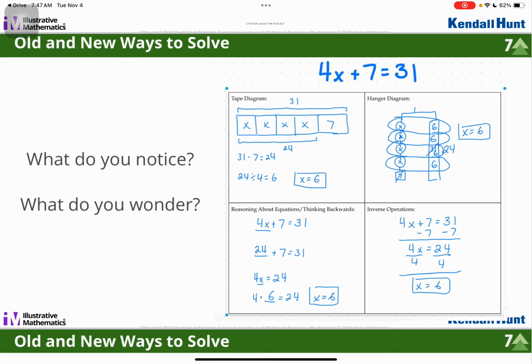Awesome. I hope you notice that this is different ways to solve an equation. 4 different ways that we've learned about. 2 involve a diagram, and 2 involve using algebraic expressions or equations, thinking backwards through the equation.